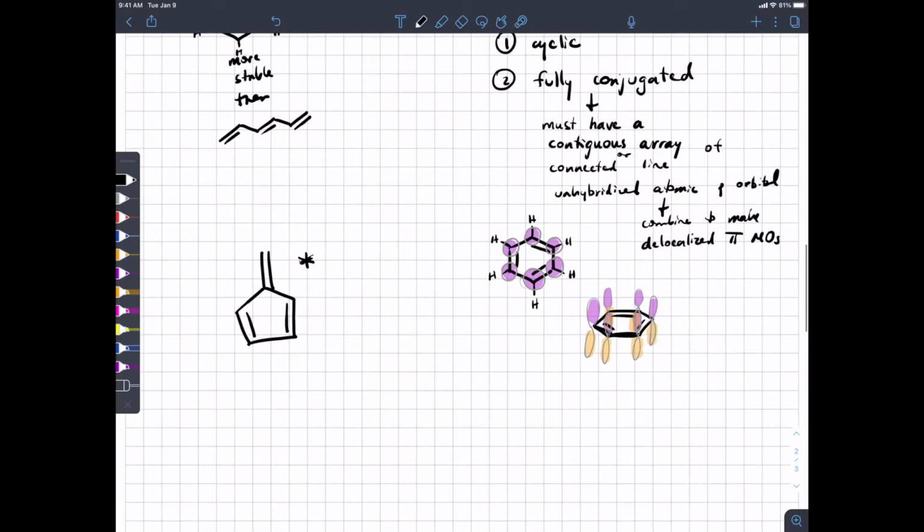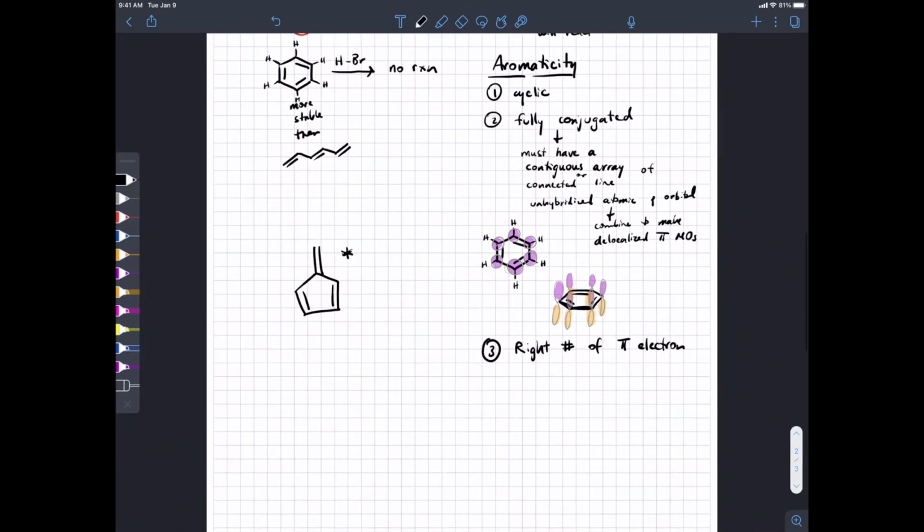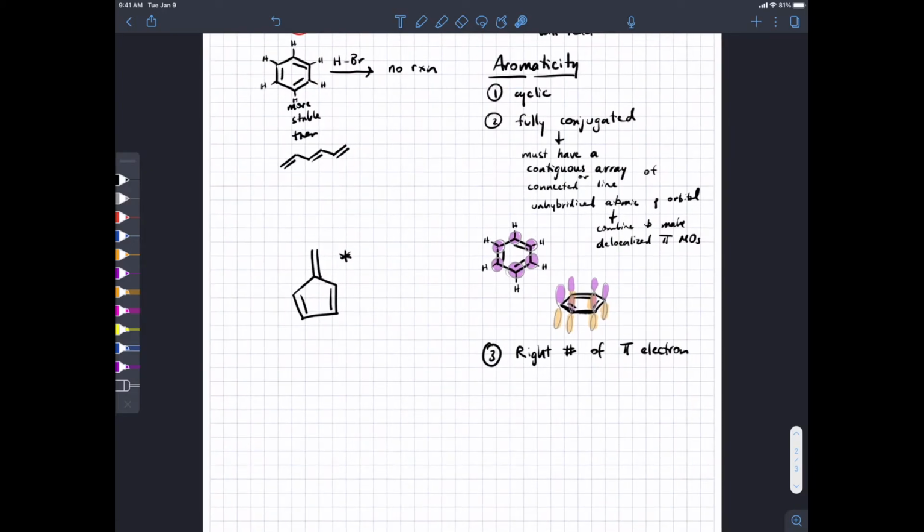But to answer it, we need to get to the third criteria, which is you also have to have the right number of pi electrons. This is the criteria that's most difficult to understand, and it has a reason, and the reason comes from the molecular orbitals that we're going to make by combining these contiguous p orbitals together. The explanation is pretty simple, but I'm going to hold off on the why, and you're just going to have to accept the what on faith for right now.